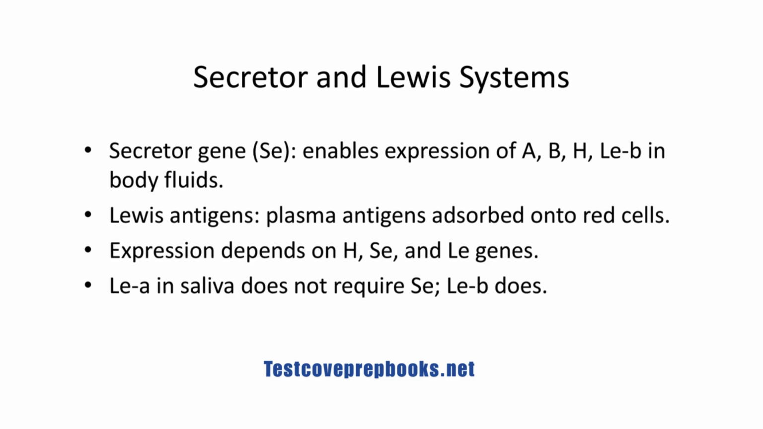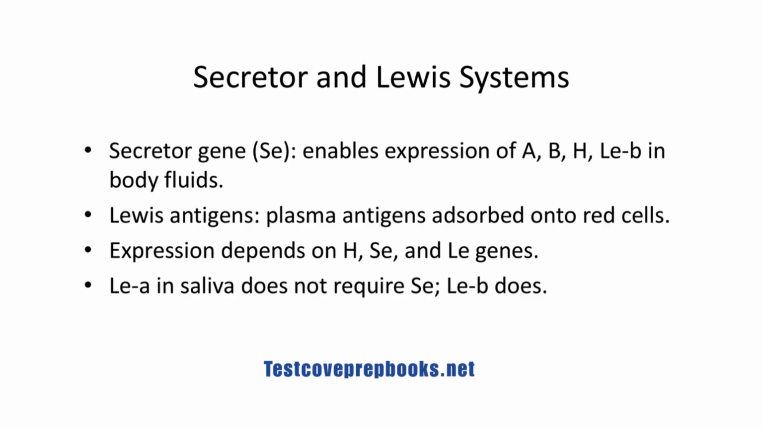The secretor gene. The secretor gene, abbreviated as SE, enables the expression of A, B, H, and Lewis B antigens in body fluids such as saliva. Individuals with this gene can secrete these antigens into their fluids, providing additional clues for blood typing and genetic analysis.